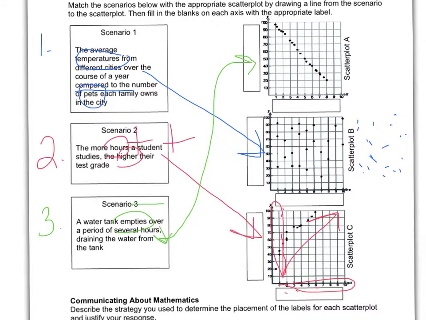As time, I'll go ahead and write time, increases, your data is decreasing. The amount of water is decreasing. It's getting lower, or you have less amount of water.